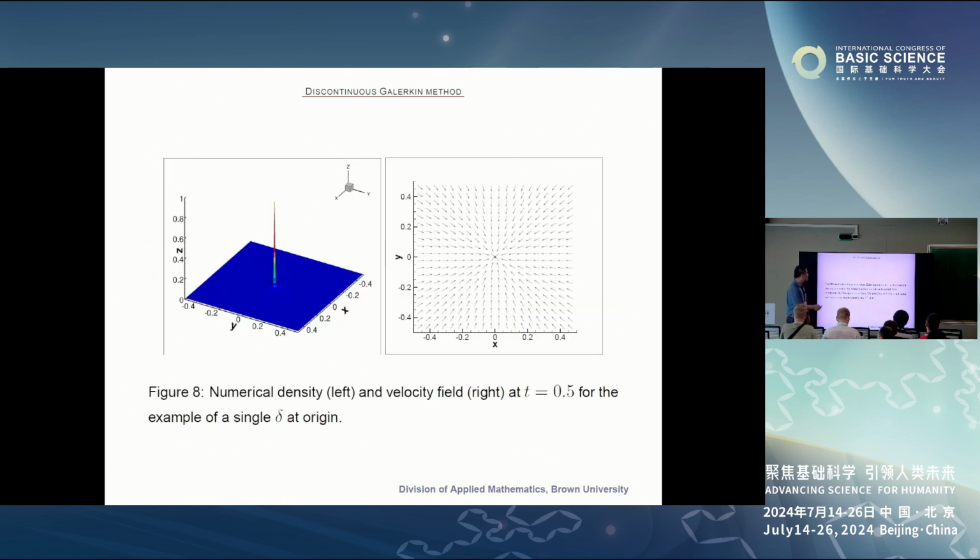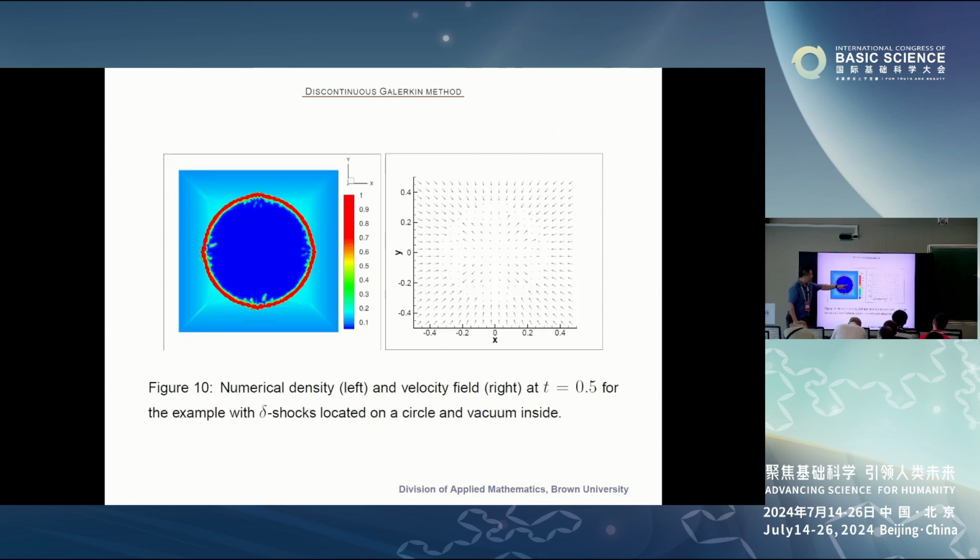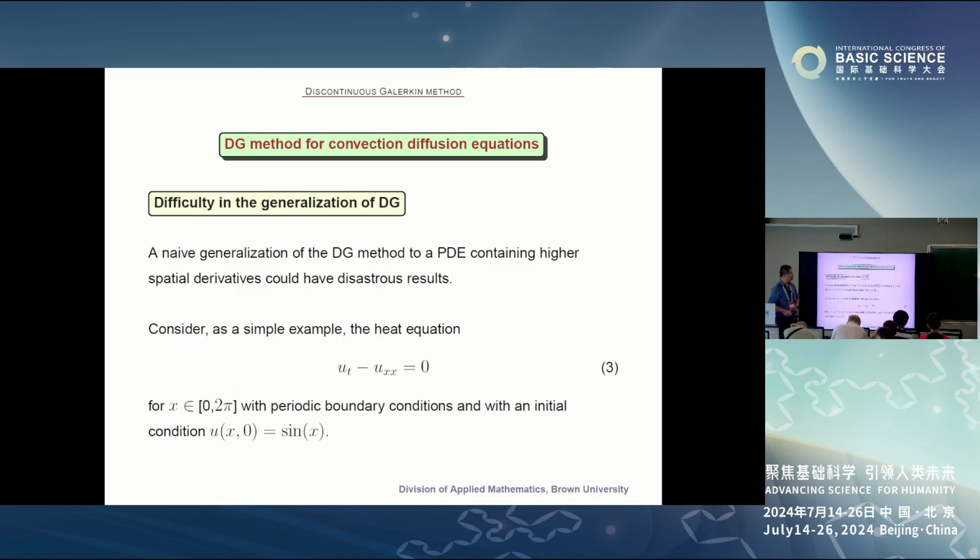And you can do the same thing in 2D. This is the delta function I mentioned. You can compute this kind of solution. In 2D you have two types of delta functions: one is along a curve, a one-dimensional thing, and the other is a point, a zero-dimensional thing. So this looks very simple. For this, we know the exact solution, so they are approximating the exact solution quite nicely. This is the delta function here. The region inside is very near vacuum, so you can compute it very nicely. So that's hyperbolic.